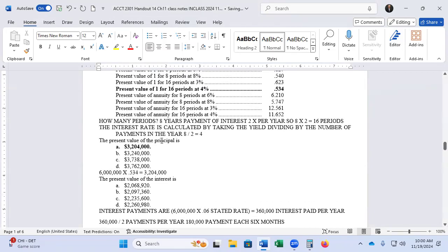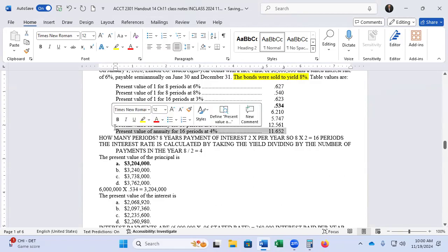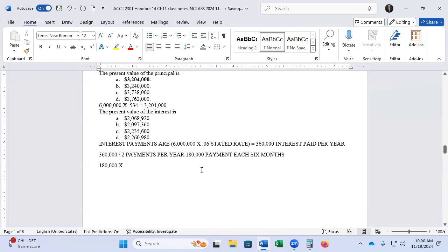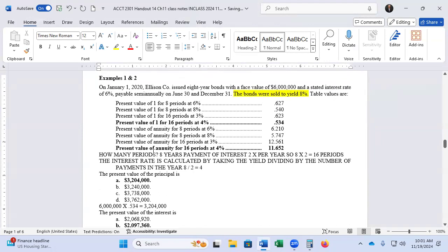Now we have to pick the correct factor. And so we want a present value of an annuity for 16 periods at 4%. So you take the 180,000 and you multiply it by 11.652. And that equals 2,097,360. So you guys are familiar with factors and familiar with the annuity tables. I know we talked about them before, but if you have questions, please let me know.